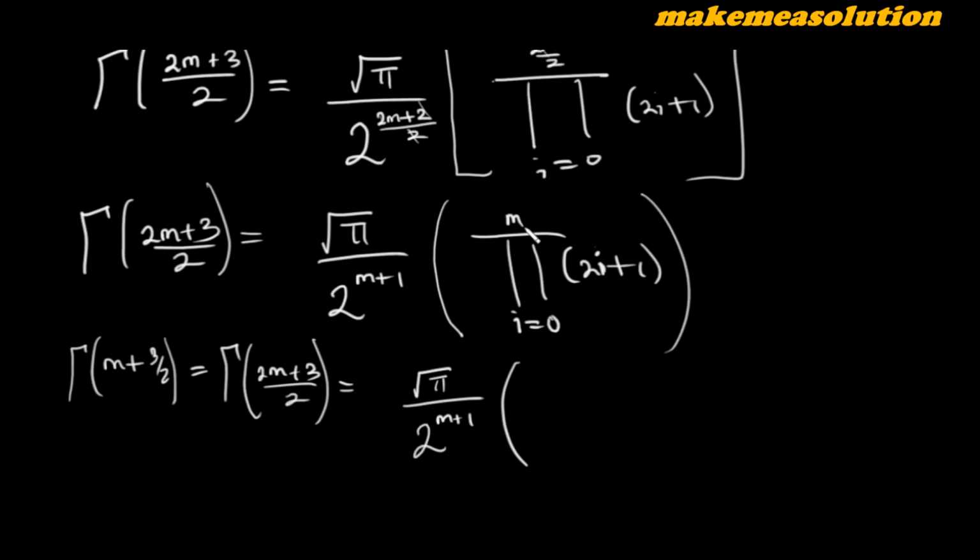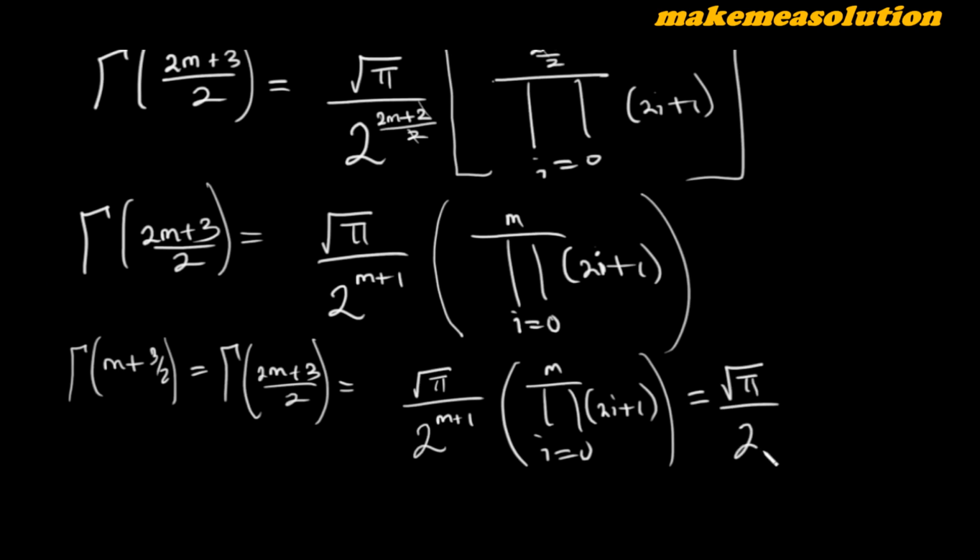So if m is a particular integer, this product from i equal to 0 to m means that we want to find the product of the first m odd numbers. This is still the same thing as writing the product from i equal to 0 to m of 2i plus 1. Someone else might expand it and have something like root pi all over 2^(m+1) times the product of the odd numbers.